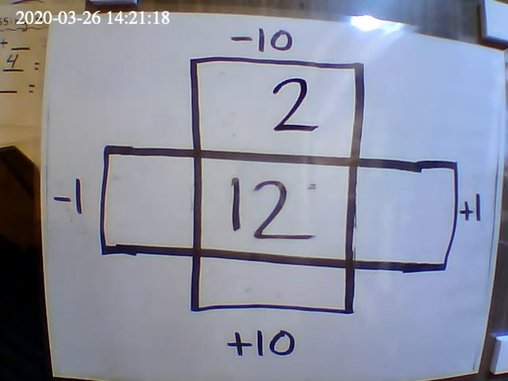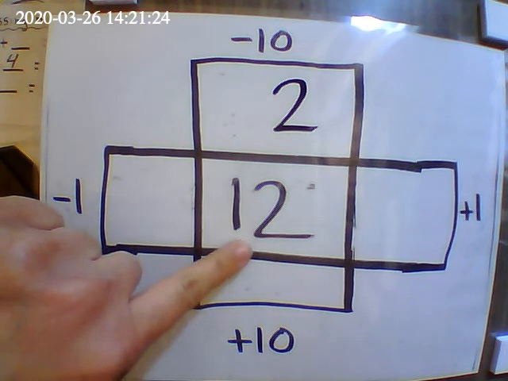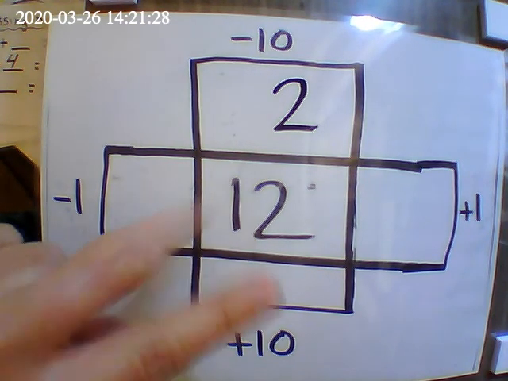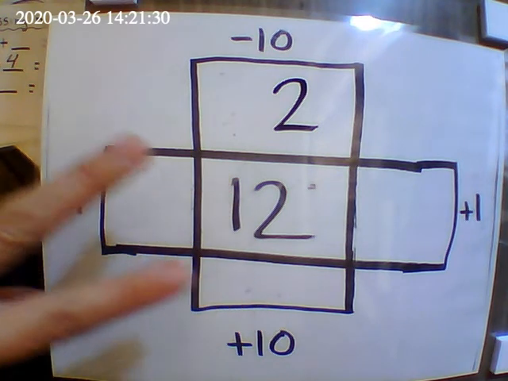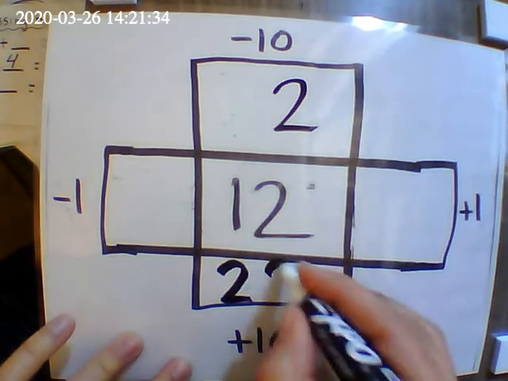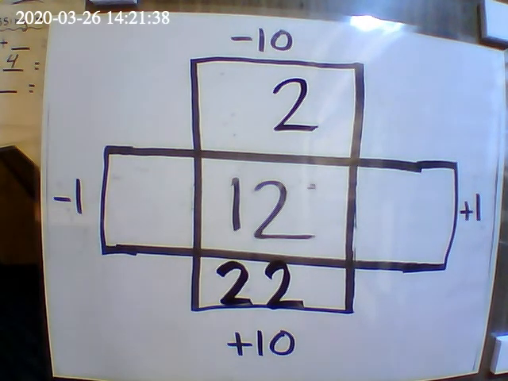Let's do the next one. We have 12 plus 10. So how many tens do we have in 12? We have 1 ten. Now we're going to add another 10. How many tens will we have now? 2 tens. And then the ones stay the same. So 12 plus 10 more is 22.